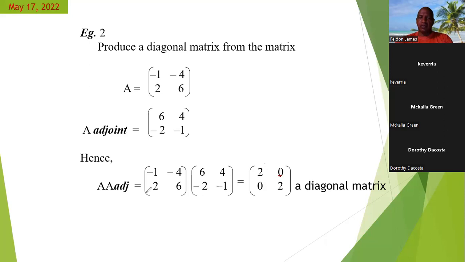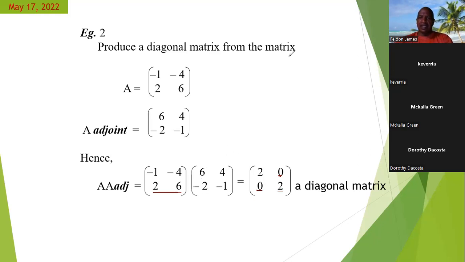Now to get the bottom row, we use the second row of the first matrix. So we have 2 times 6, we get 12. And if we do 6 times negative 2, we get negative 12. So positive 12 plus negative 12 gives you 0, which is this element here. Now we'll do the second column with the second row. So 2 times 4 gives you 8, and 6 times negative 1 gives you negative 6. So positive 8 plus negative 6 will give you positive 2.